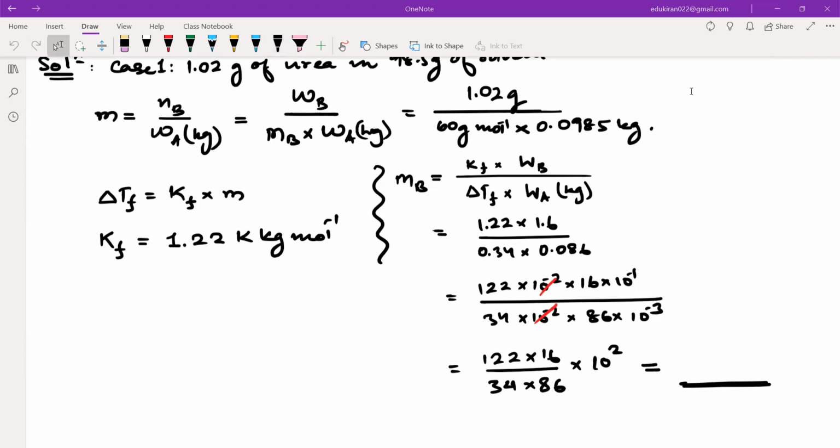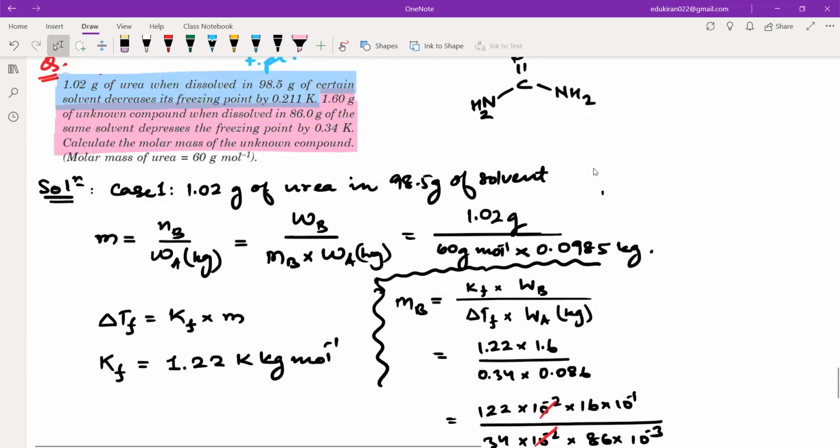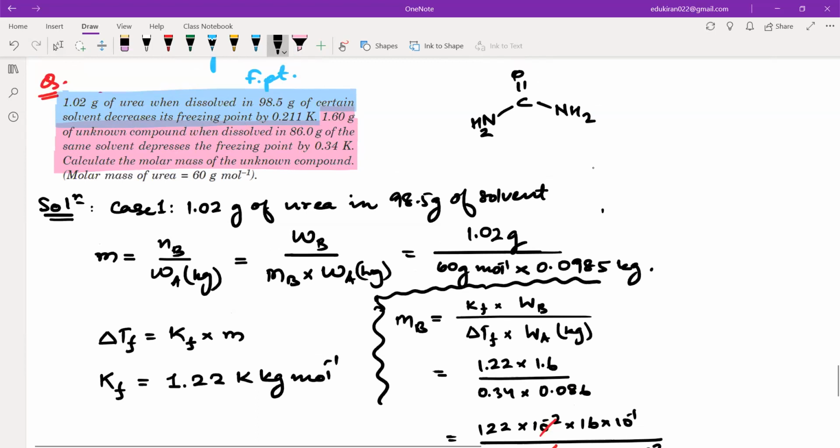Did everyone understand this question or not? What we are doing here, Hamza, right? See, you will get questions like this. This is one type of question that you get in elevation of boiling point, depression of freezing point, where in one case they are giving you the Kf. From that you have to calculate Kf, and then in the other case you will plug in the value for Kf and then you will get the molar mass.